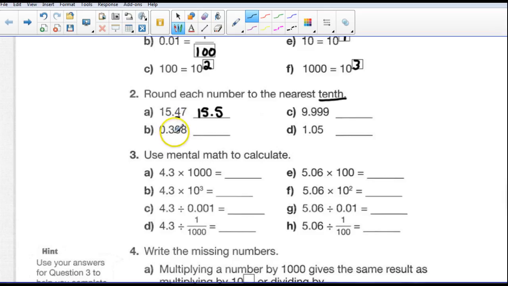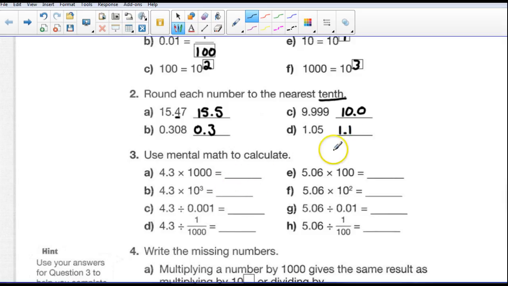Let's do B. 0.308, we want to round it to the nearest tenth, which is this place here. So right beside it in the hundredths column is a 0, so we're not even going to round it, we're just going to keep it the way it is, 0.3. C. 9.999, well, we want to round to the nearest tenth. The hundredths column is a 9. This has got to go up, and when we move that up, it goes to a 10, so this is going to be 10.0. And 1.05, well, we want to round this to the tenth. This is a 5, so we move this one up 1, so this will be 1.1.